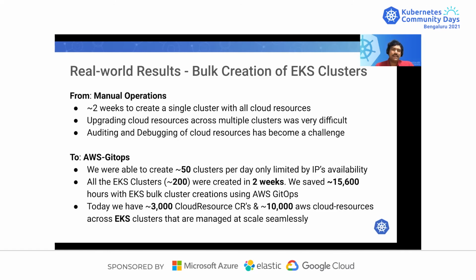Today, we are managing about 3,000 cloud resource custom resources across all the accounts and about 10,000 AWS cloud resources, which can be a VPC or a security group, NACLs, or private links and so on, across all the resources seamlessly. This is the impact that we had with the work that we did.